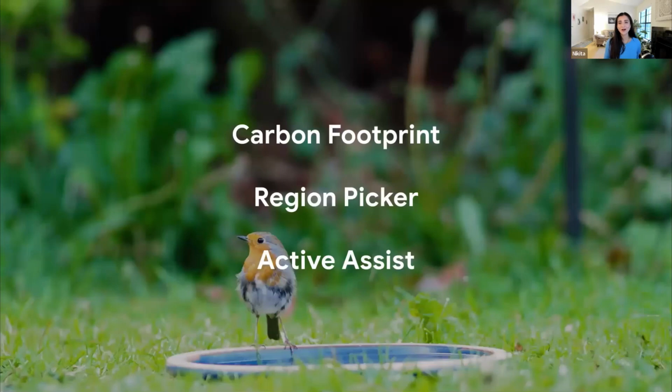So in summary, wherever you are on your sustainability journey, you have tools available to you in Google Cloud, like Carbon Footprint, the Region Picker, or Active Assist, which are all available out of the box, and you can try them out today. But if you only remember just one thing from what I've said today, the best way to reduce your day-to-day carbon footprint is by proactively choosing to operate in regions with the lowest carbon intensity.